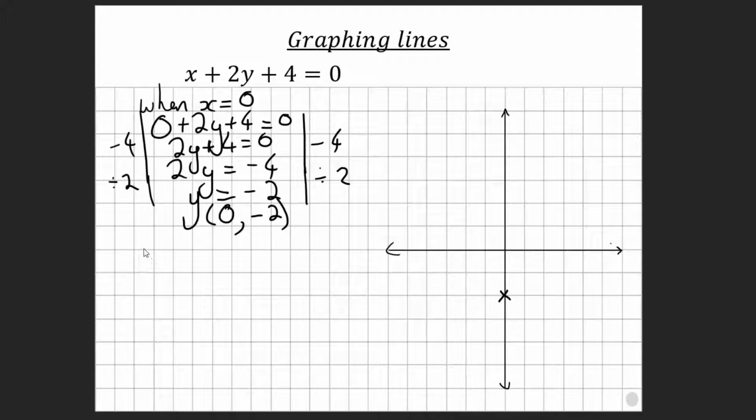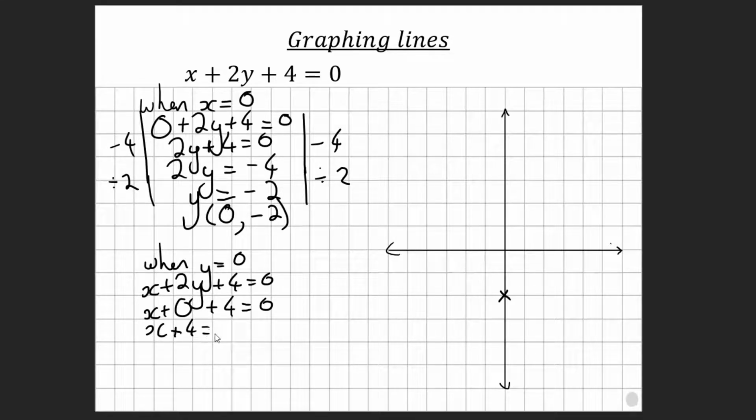Okay. Next, what we're going to do is we're going to look at when y equals 0. And we're going to get x plus 2y plus 4 equals 0. And we're going to get x plus 0 plus 4 equals 0. So we've got x plus 4 equals 0. Now what we're going to do is we're going to subtract 4 from both sides of our equation. I'm going to get x equals minus 4.